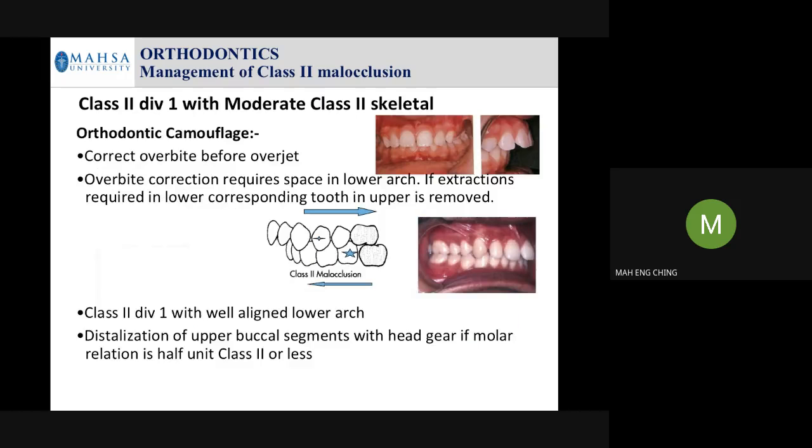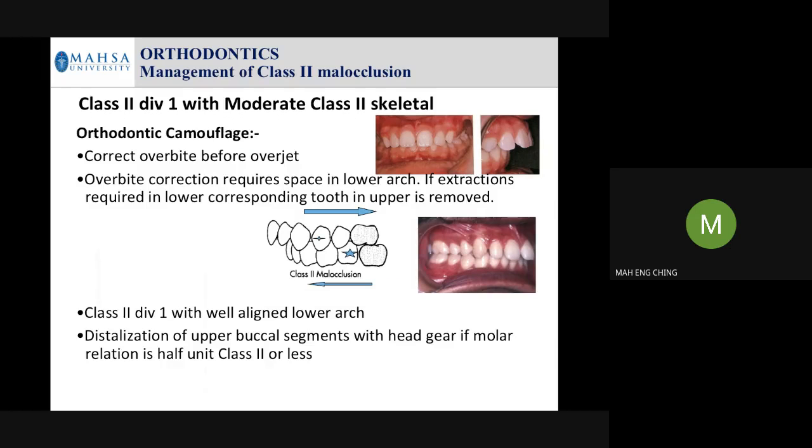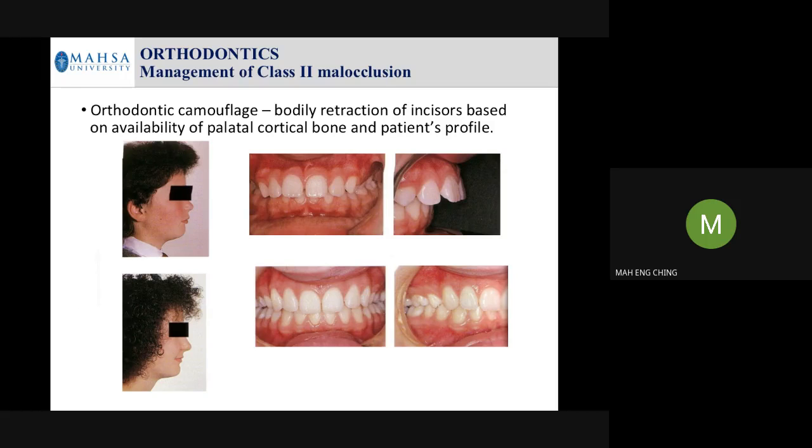All right. Occlusion. Treatment: you can do orthodontic camouflage. You can take out teeth, then push it back, or you can use functional appliances. Then when it comes to too severe cases, you deal with surgery.